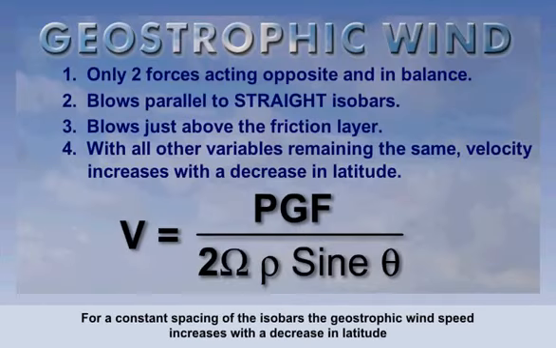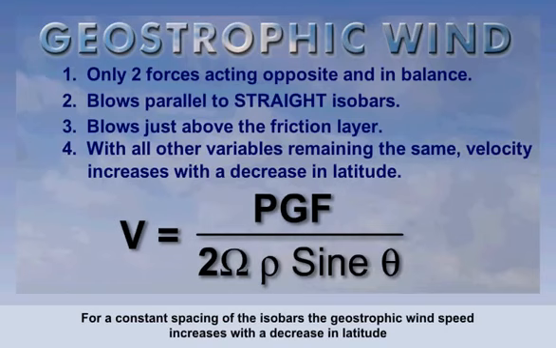The last point to make about the geostrophic wind is its relation to latitude. Looking at the velocity wind formulae, we can see that a decrease in latitude, theta, causes the term sine theta to decrease, which increases the velocity of wind if all other factors remain constant.